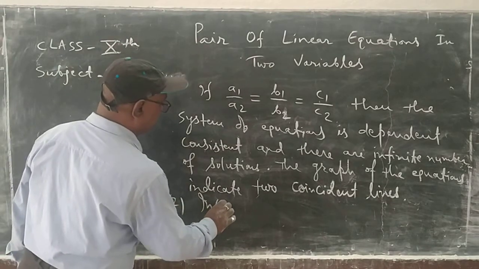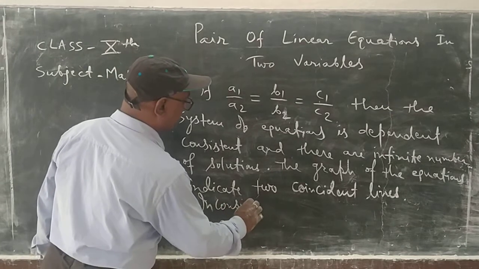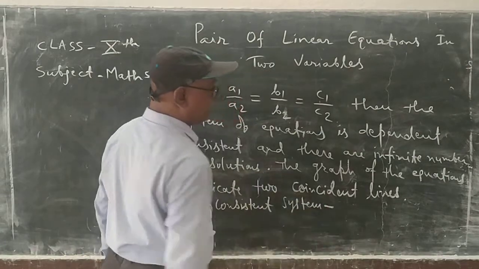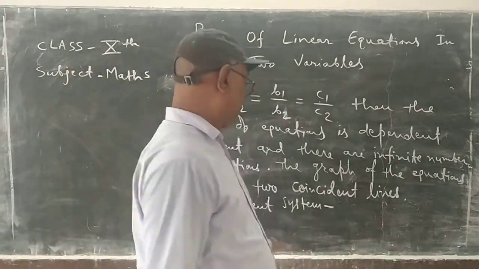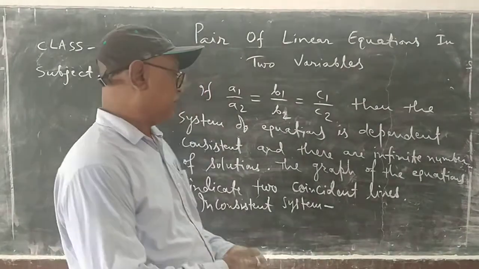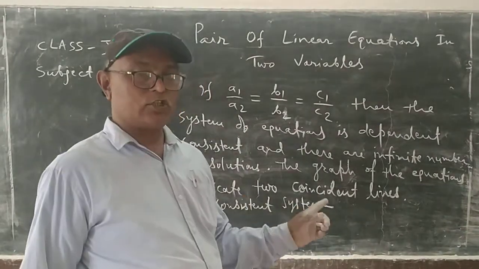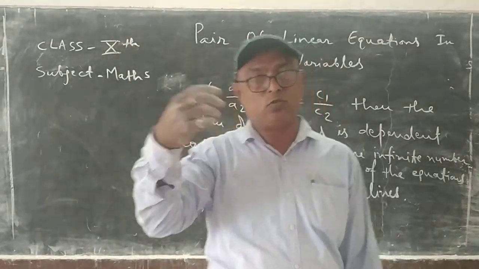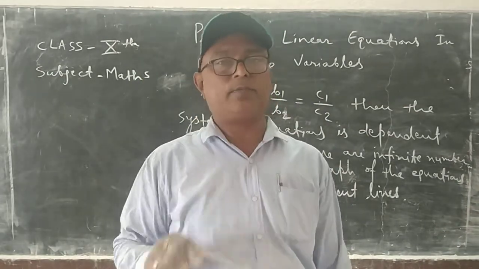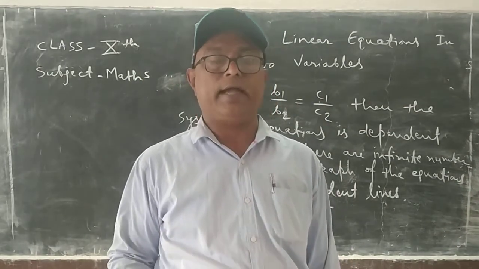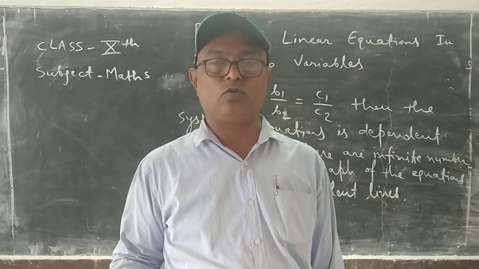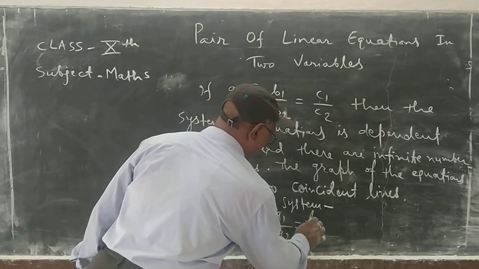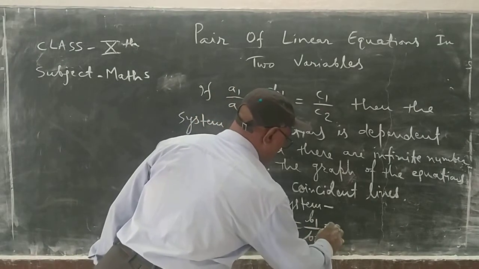Inconsistent system. There is no solution of an inconsistent system, and there is a condition for it. If there are two linear equations in two variables, like A1x plus B1y plus C1 equal to 0 and A2x plus B2y plus C2 equal to 0, and A1 by A2 is equal to B1 by B2, but not equal to C1 by C2.